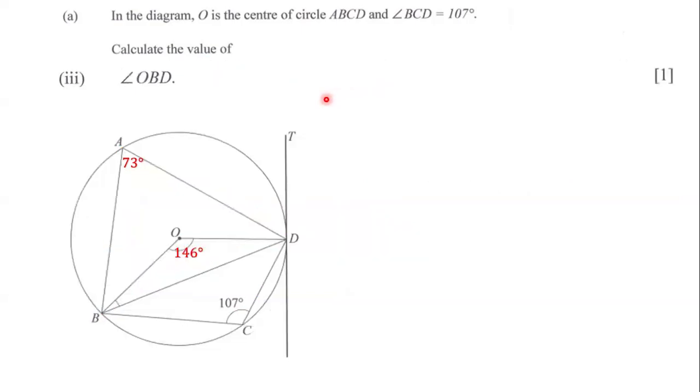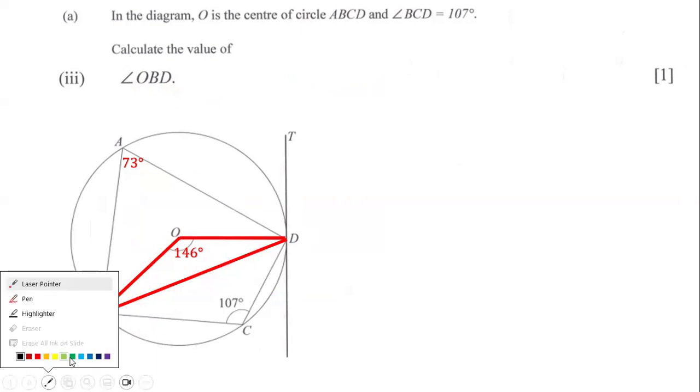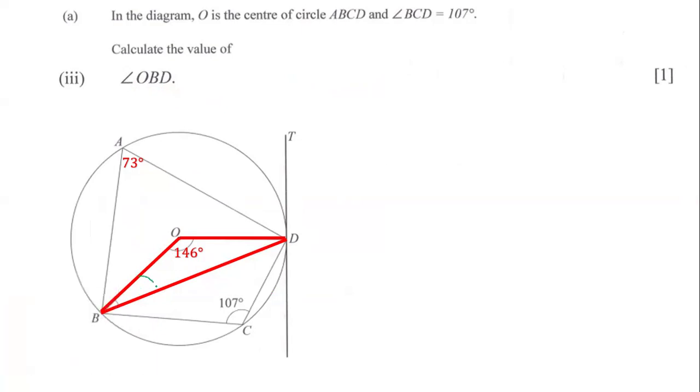Next, we have to determine what is angle OBD. What is the size of angle OBD? Notice that we're actually referring to this angle. This is angle B. That's what we're trying to figure out the size of, because it's the one in the middle. And this angle is one of the angles inside of this particular triangle.